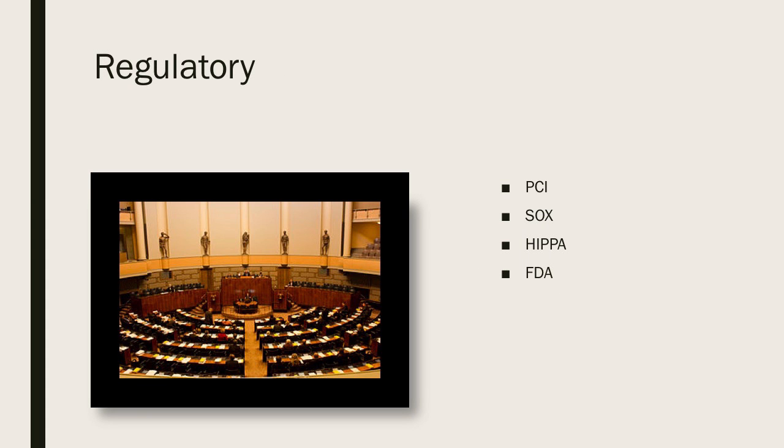All right, and then the last area is regulatory. So PCI, SOX, HIPAA, and FDA, the list goes on and on and on. If you're in EMEA or APAC, you're going to have similar acronyms for different things. PCI is payment card industry. SOX is Sarbanes-Oxley, the truth in reporting, if you're a publicly traded company. HIPAA is the healthcare information policy, and FDA is the folks that make sure that the drugs we take are healthy for us to take.